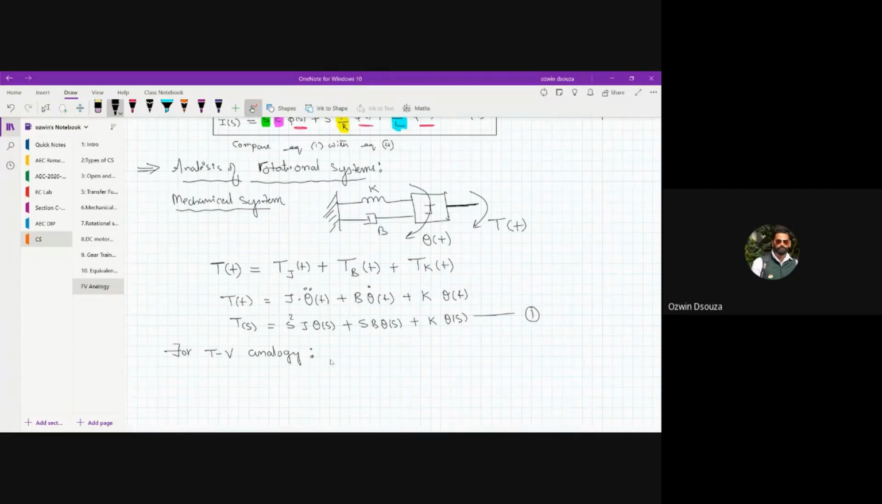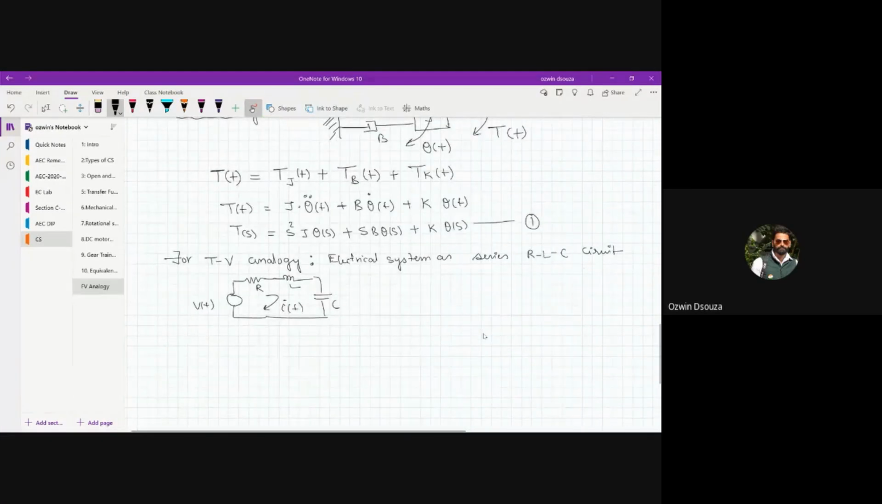Okay. Now, for the torque voltage analogy, or TV analogy, let us consider the electrical system as a series RLC circuit. Series RLC circuit. All right. So what is that series RLC circuit? Forcing function V of t. Just now we have considered, right? Resistor R, inductor L, and capacitor C, and the current as I of t. Okay, I don't have to explain it once again.